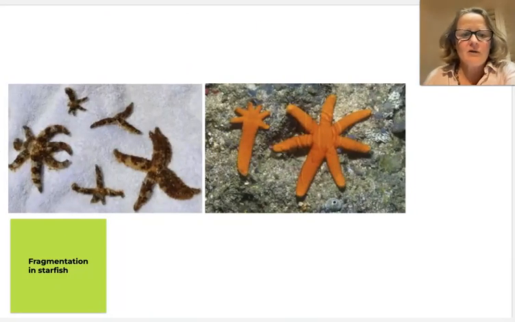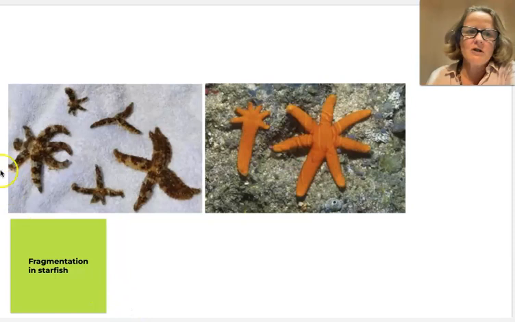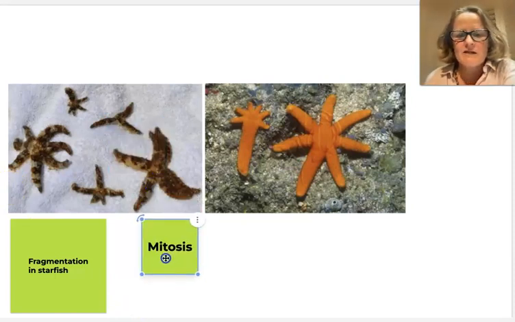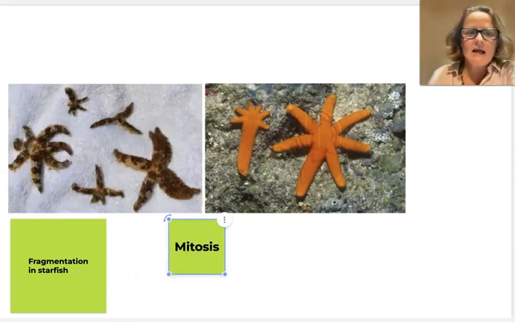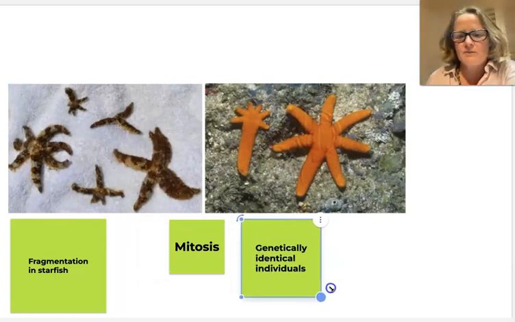Our second example is fragmentation in starfish. So if a starfish loses a limb, then the limb that's lost, if it's not too badly damaged, can actually start to grow other limbs off it. And if a limb is missing, then the starfish can replace it. So again, because this is a growth reproduction, it's caused by the cell division of mitosis. And again, we get genetically identical individuals.